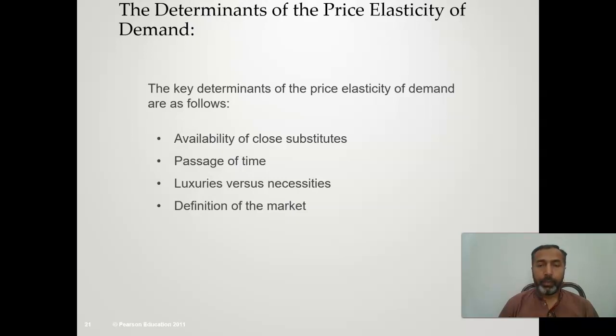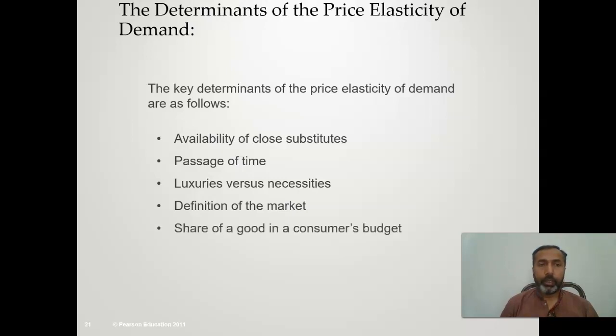Now, the demand of a broad market will be less elastic than the demand of a narrow market. If we talk about only Pepsi or only Coke, then its demand will be more elastic. If its price increases, demand will react strongly. But if we talk about the entire cold drink industry market, then demand will become less elastic.